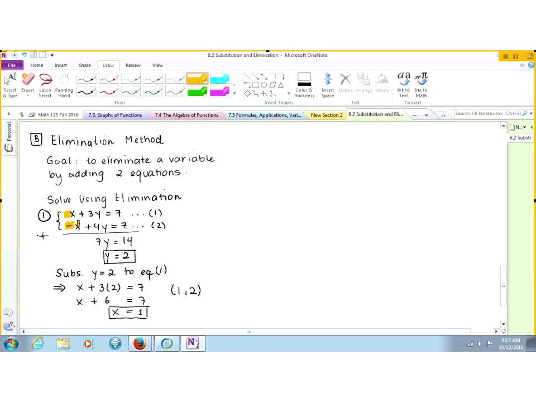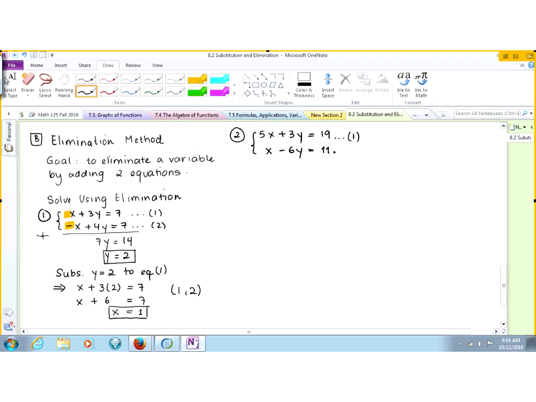Now, what about if I have something like this? So number 2. I have 5x plus 3y is equal to 19. And then x minus 6y is equal to 11. So when I add, do I cancel a variable? No, right? So if I add, this is going to be 6x. What about this? Negative 3y. Then I can't do that.